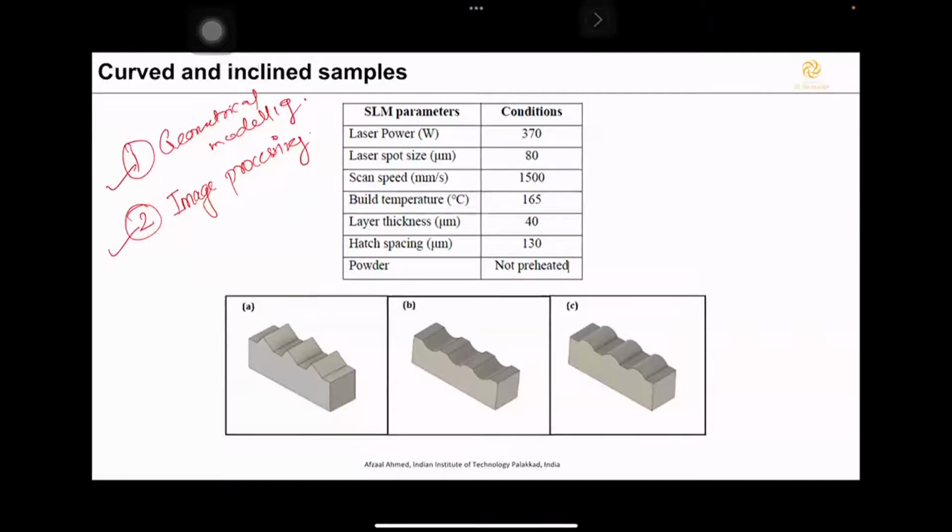As you can see, these are the three things which we have already printed, and we have done enough work on this, which is on an inclined surface. As far as I remember, this is a 60-degree inclined surface, and here we call this a concave surface, and this is our convex surface. Now we are trying to find out the inaccuracies related to these surfaces, and these are the parameters for printing these particular features.